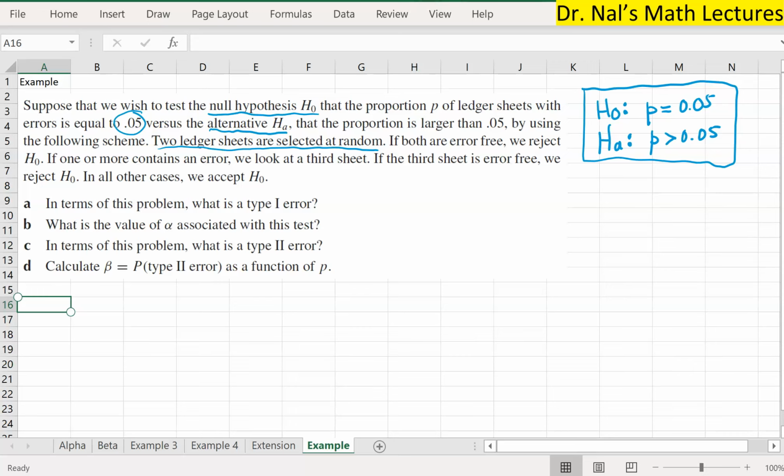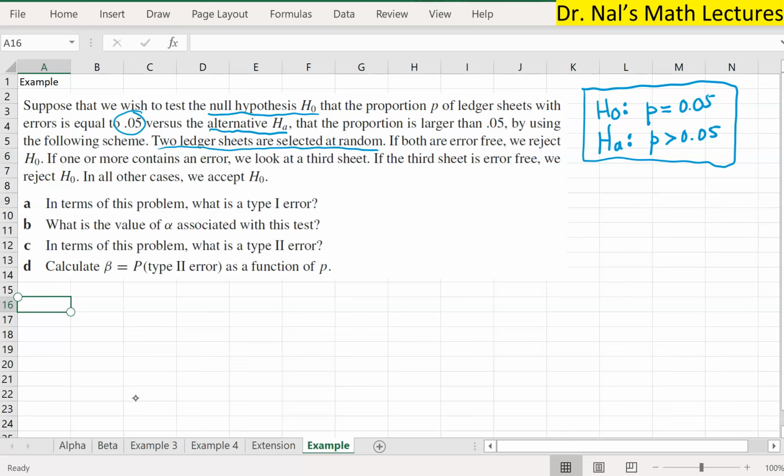Well, you guys see this algorithm. So basically, when you look at the first two ledger sheets and they contain at least one error, then we go to the third sheet. So if the third sheet comes out to have an error, then we accept the null hypothesis.